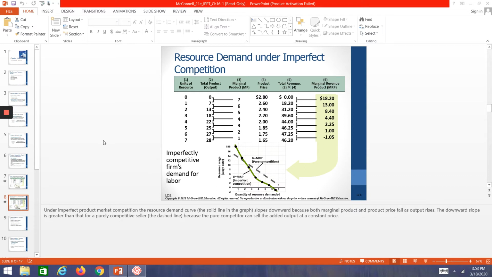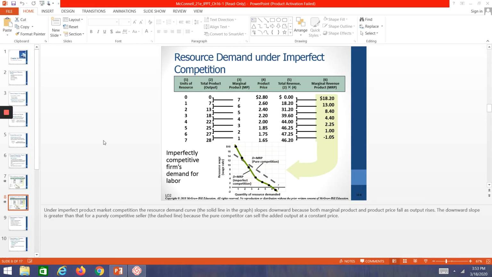So this is resource demand under imperfect competitors, which are monopolies, oligopolies, or monopolistic competition. Refer again back to table 10.1 in chapter 10. So this is an imperfect competitor. Look at your units of a resource, total product and marginal product, which is the same as in the previous slide. But this time it's an imperfect competitor, which means they have to lower the price in order to sell more output. So if we look at the total revenue, we see that at $2.80, they could sell zero.